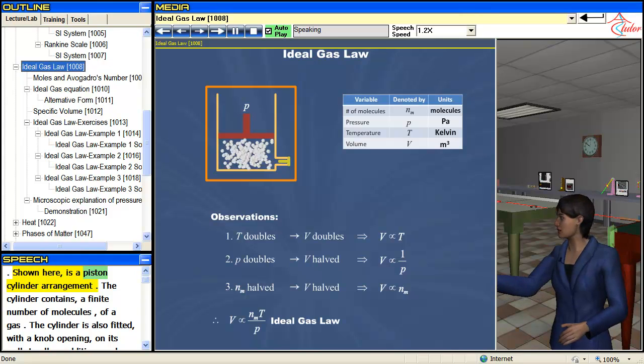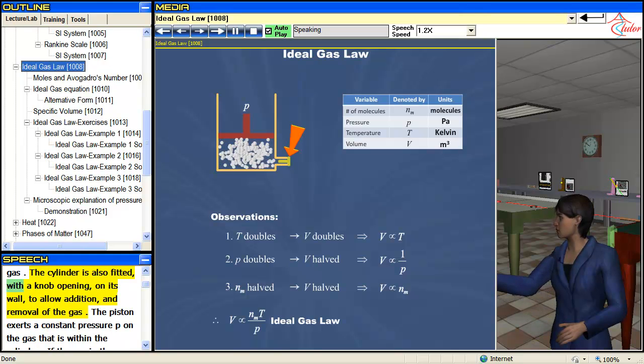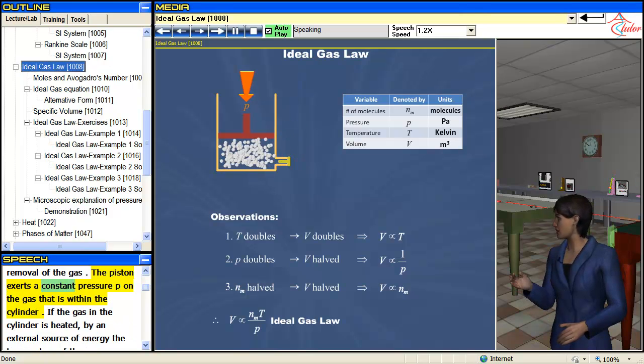Shown here is a piston cylinder arrangement. The cylinder contains a finite number of molecules of a gas. The cylinder is also fitted with a knob opening on its wall to allow addition and removal of the gas. The piston exerts a constant pressure P on the gas that is within the cylinder.